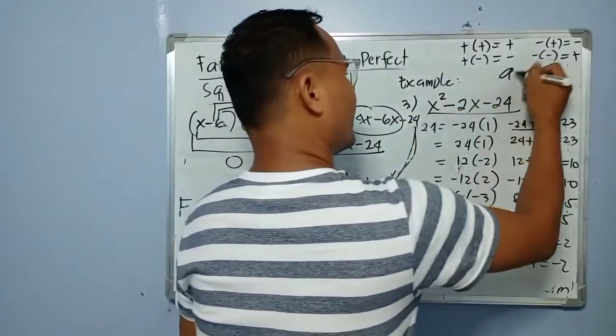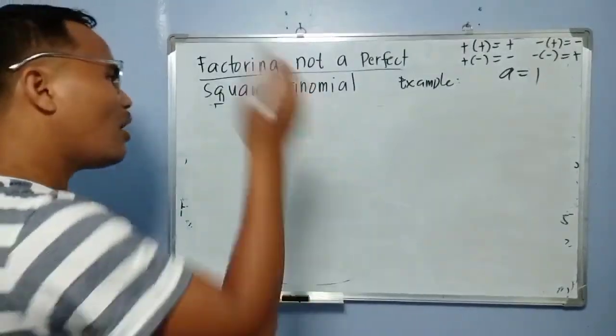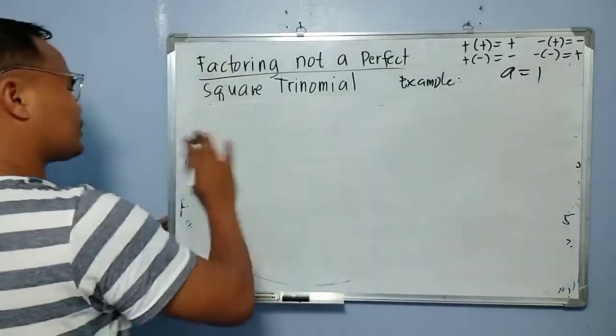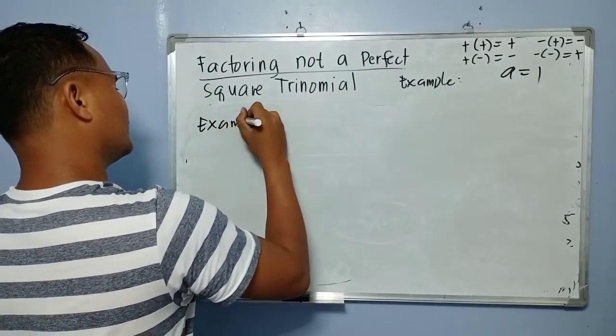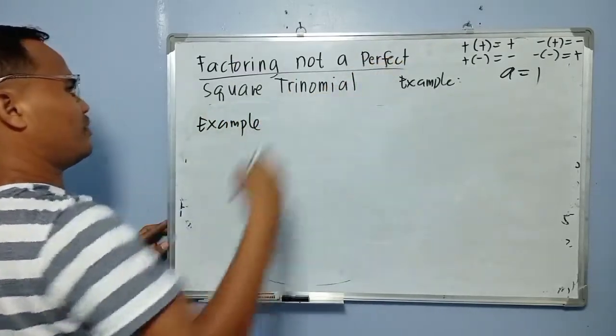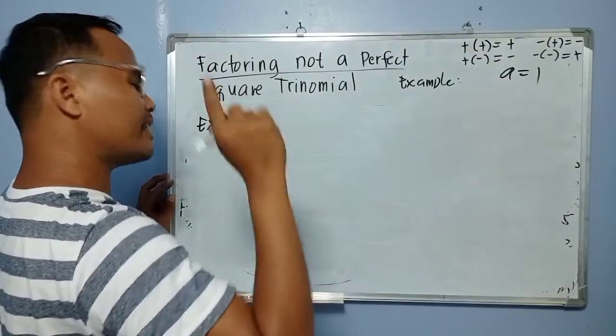That is if a is equal to 1. Now, how about if a is not equal to 1? Example, factoring a trinomial that is not a perfect square, where a is not equal to 1.